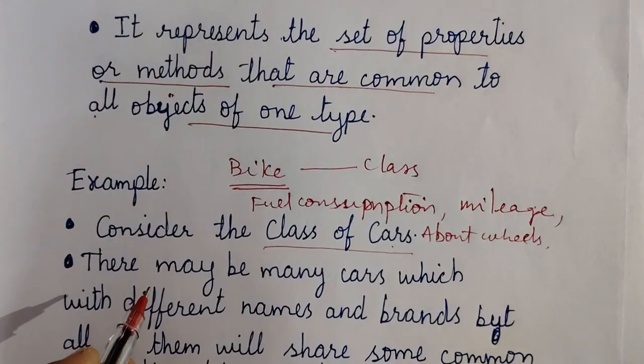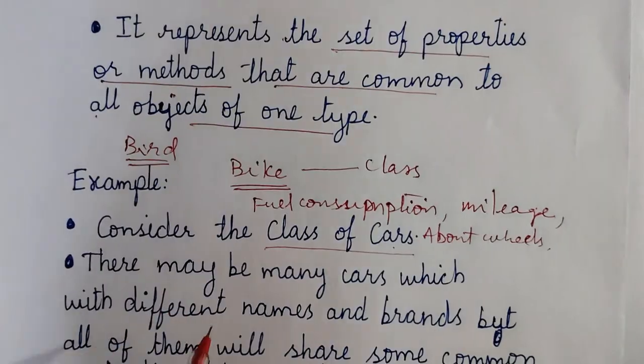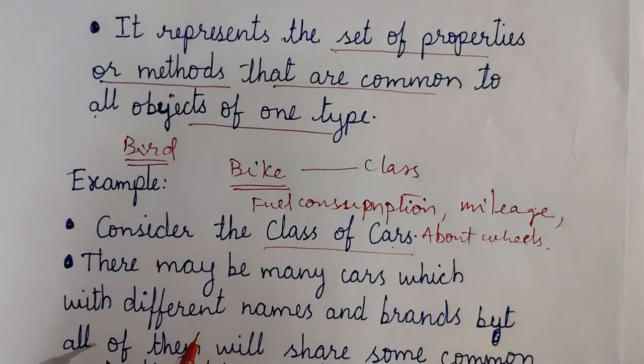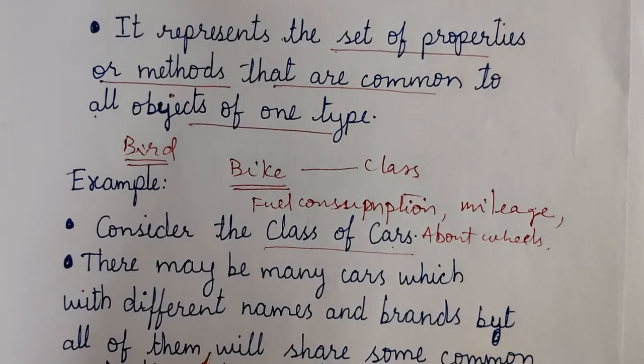If we consider the name of the class to be the birds category, the bird is the class. The birds have certain properties. Like that, we can understand and interpret more and more examples of a class.